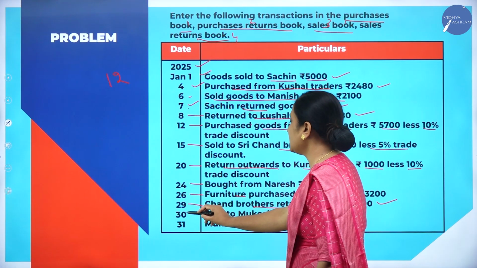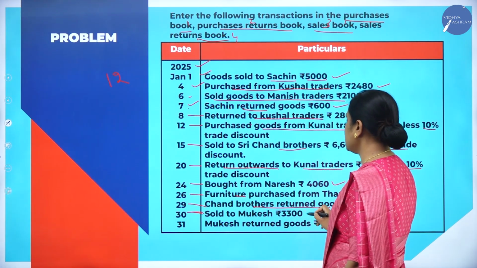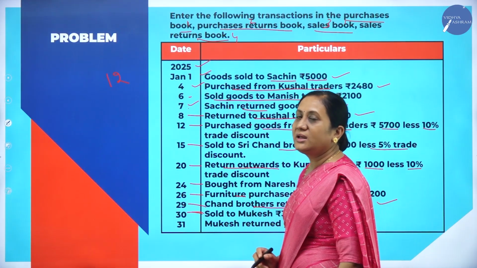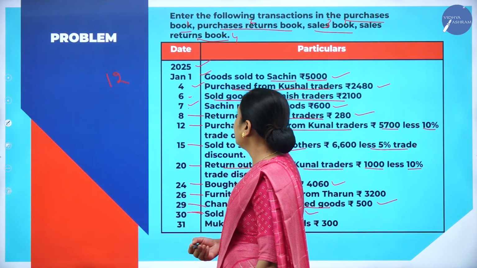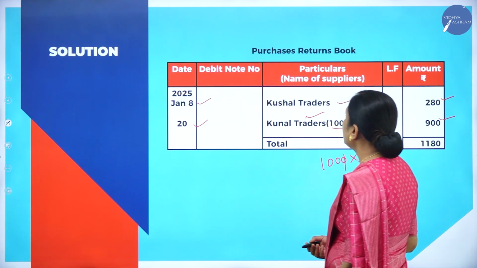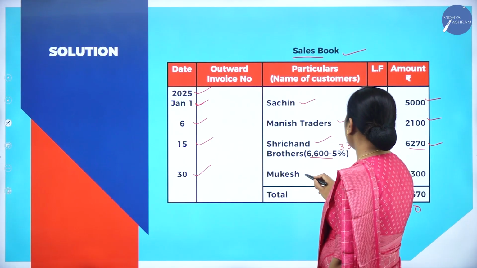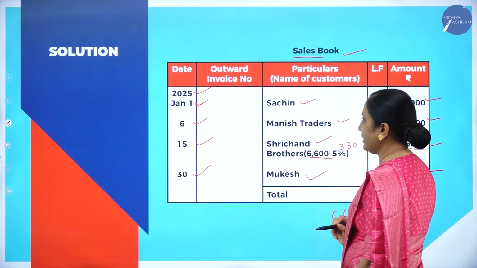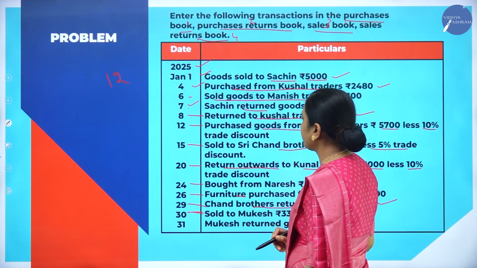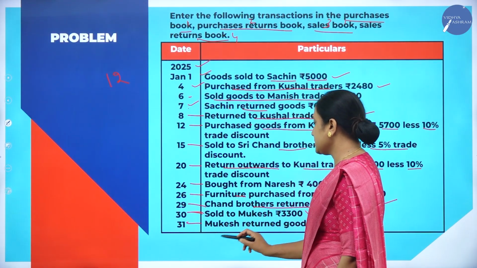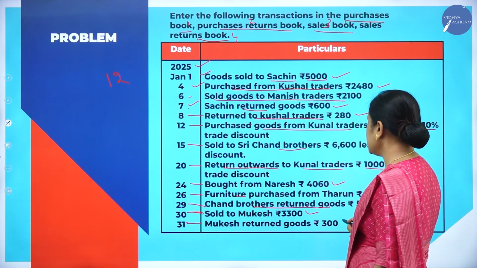Next one, 30 sold to Mukesh rupees 3,200 means what? Sales has taken place. When sales is there, where should we enter? We have to enter in the book called sales book. 30 Mukesh 3,200. Done. Next, 31, last transaction, Mukesh returned goods rupees 300.